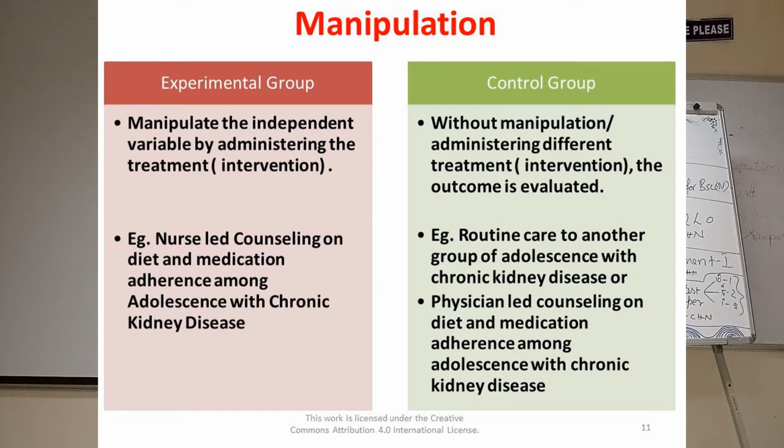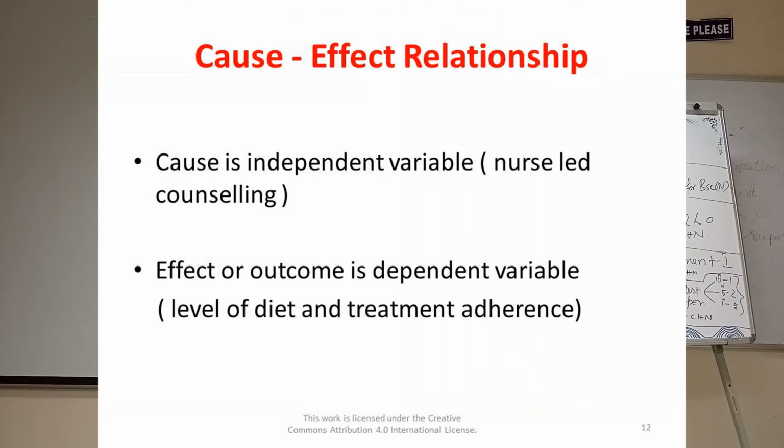Whereas in the control group, there is no manipulation, or else you can give another treatment and the outcome is evaluated. For example, routine care to the control group of adolescents with chronic kidney disease, or else physician-led counseling on diet and medication adherence among adolescents with chronic kidney disease. Here the cause is the independent variable, that is the nurse-led counseling, and the effect or outcome is the dependent variable, which is nothing but the level of diet and treatment adherence.